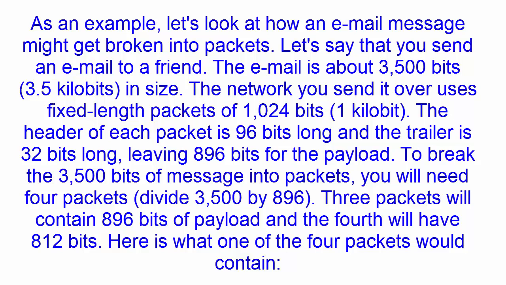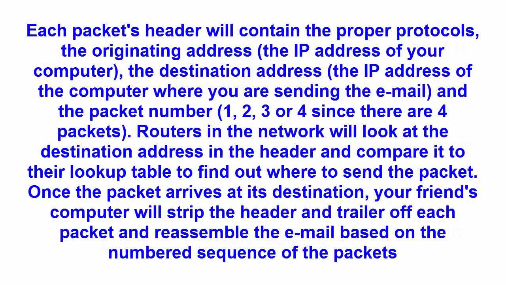Here is what one of the 4 packets would contain. Each packet's header will contain the proper protocols, the originating address, the IP address of your computer, the destination address, the IP address of the computer where you are sending the email, and the packet number, 1, 2, 3, or 4 since there are 4 packets. Routers in the network will look at the destination address in the header and compare it to their lookup table to find out where to send the packet. Once the packet arrives at its destination, your friend's computer will strip the header and trailer off each packet and reassemble the email based on the numbered sequence of the packets.